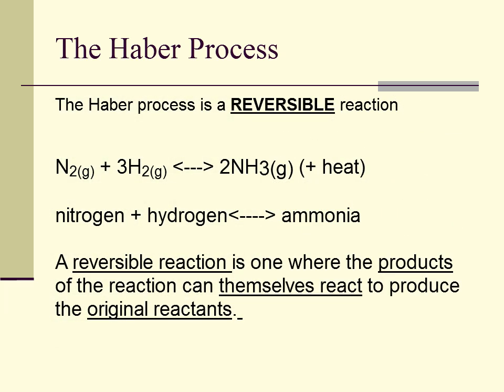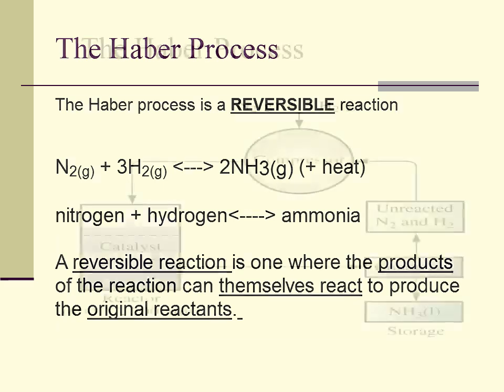So from the equation itself, we can see the mixture of nitrogen and hydrogen going into the reactor is in the ratio by volume of 1 volume of nitrogen to 3 volumes of hydrogen gas. And it is a reversible reaction where the product of the reaction, which is ammonia, can itself react to produce back the original reactants, which are nitrogen gas and hydrogen gas.